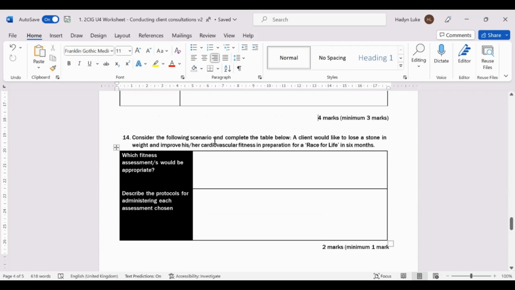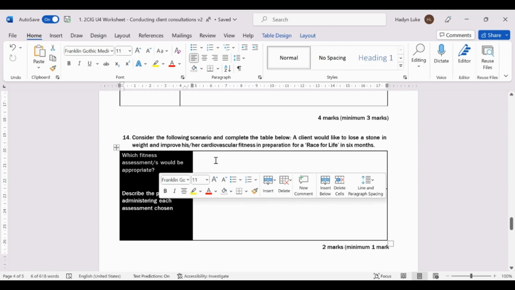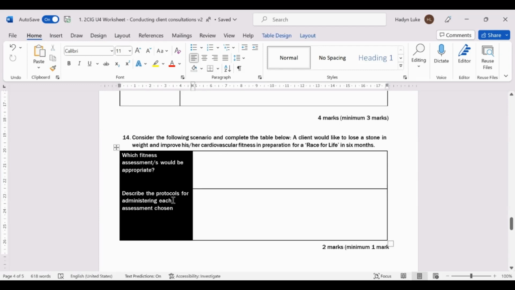So consider the following scenario and complete the table. A client would like to lose a stone in weight and improve his or her cardiovascular fitness in preparation for a Race for Life in 6 months. Which fitness assessment would be appropriate? Describe the protocols for administering each assessment chosen.